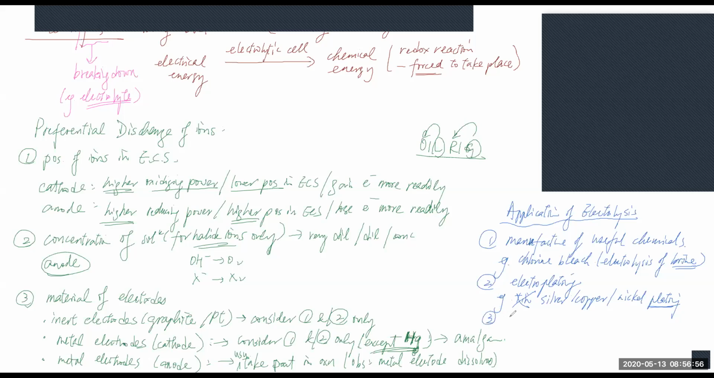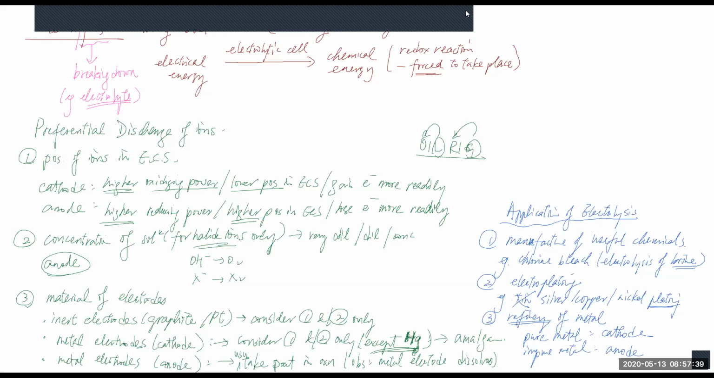And three, a little bit out of syllabus, but you may also consider the refinery of the metal. You're going to put the pure metal and impure metal into different places, right? So for purifying copper, the pure metal is the cathode, where the reduction occurs, and the impure metal you put as the anode. So I do hope it gives you a good overview of what is meant by electrolysis.